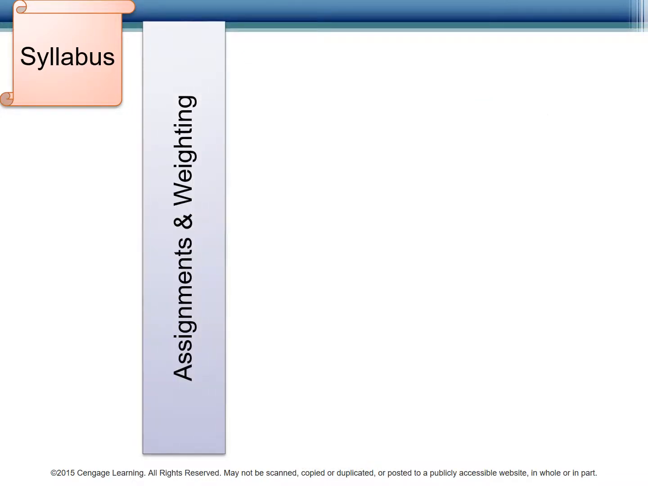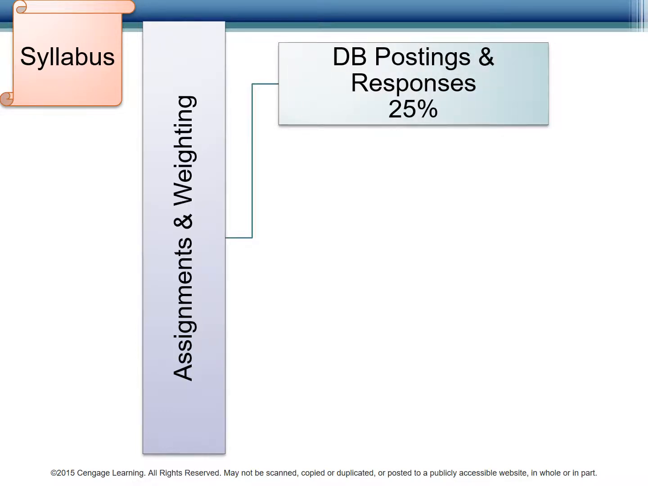There are 4 major components of the assignments in this class. First is the discussion board postings and responses worth 25%, or 25 points of your final grade. There are 9 discussion board postings.